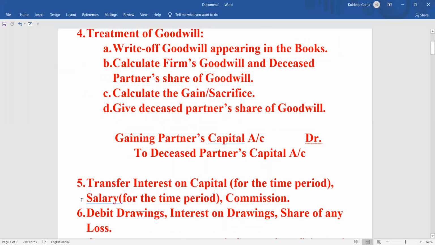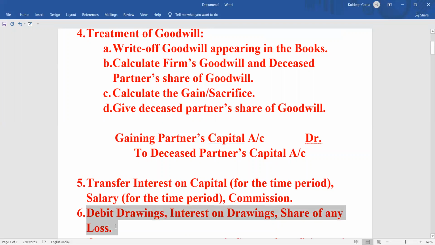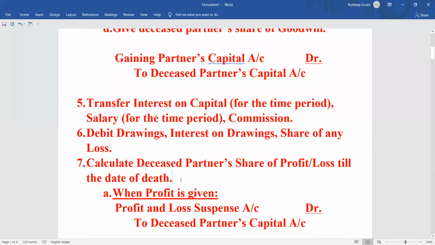After that, we'll transfer the salary, interest or commission, if anything is there. According to the question, we'll find out. If it is there, then we will give. After that, we will debit the drawings, interest on drawings or share of loss, whatever is there, from his current or capital account. And after that, finally we'll make the balancing. If it is a current account, then you have to do the balancing and transfer it to the capital account for final settlement. And if it is only a capital account, then you prepare everything in the capital account itself, do the balancing and find out the balance due.